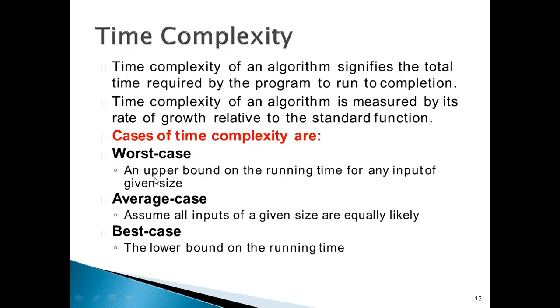What is meant by worst case, average case, and best case? Worst means we are always thinking about the upper bound on running time for any input of a given size. If I give one particular example, I have given five numbers, 5, 4, 3, 2, 1, stored in an array, and you have to arrange them in ascending order. The whole list needs to be sorted. How much time does it require for worst case time complexity? We have to compare each and every element.